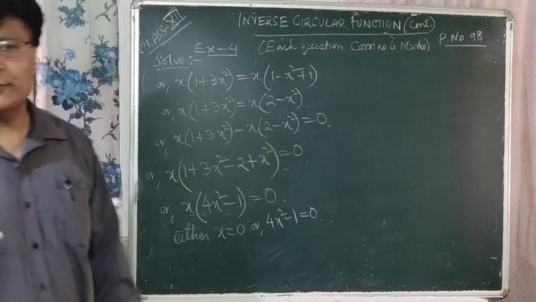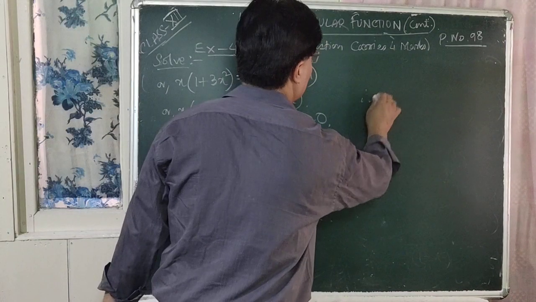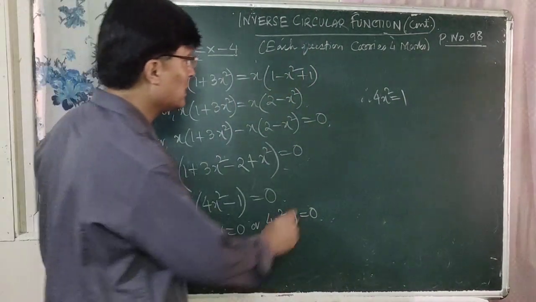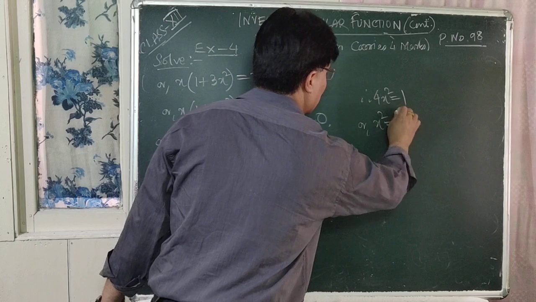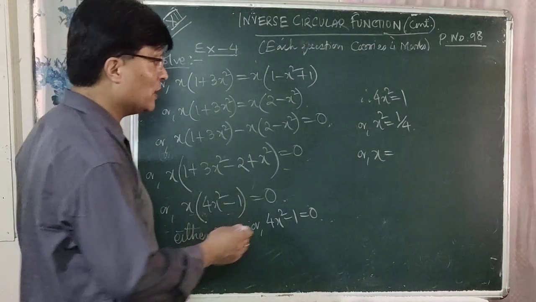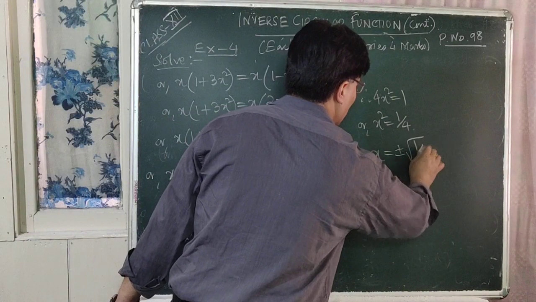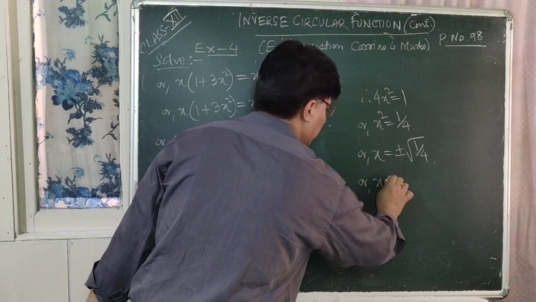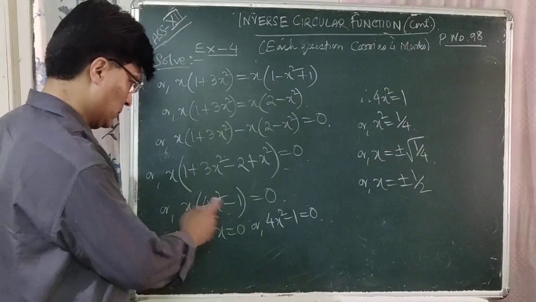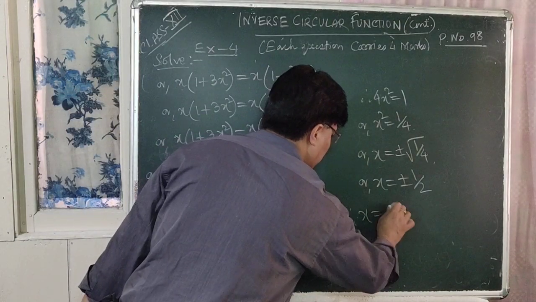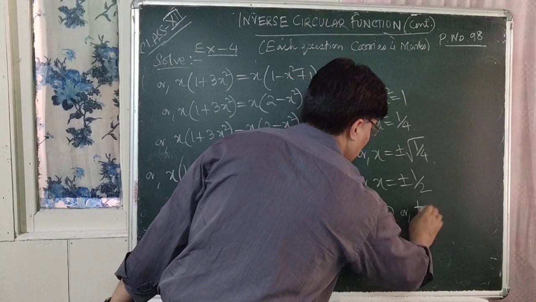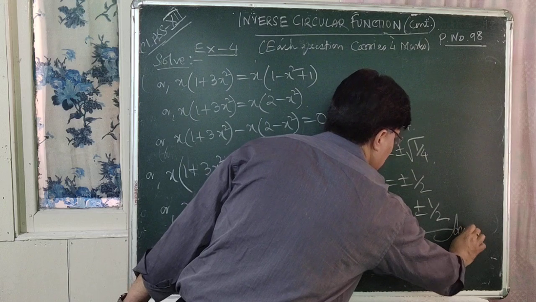From the other equation also you can get the value for x, that is 4x square is equal to 1, minus 1 becomes plus 1 on the right hand side, or x square is equal to 1/4. So what are the values of x? It is plus minus root over 1/4, that is x is equal to plus minus half. Got it? So which are the answers? One of the answers is 0, or it is plus minus half.